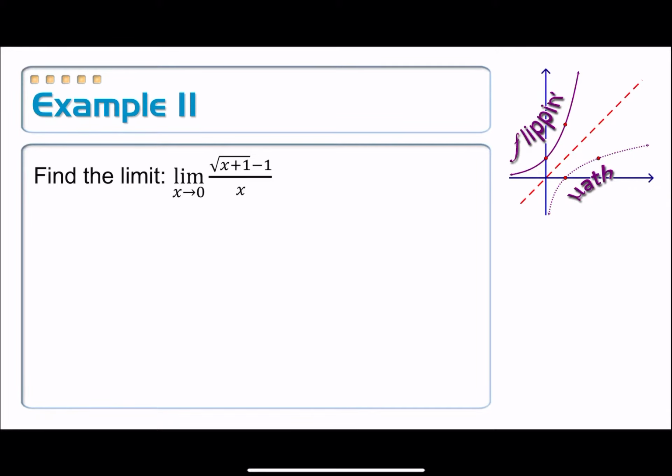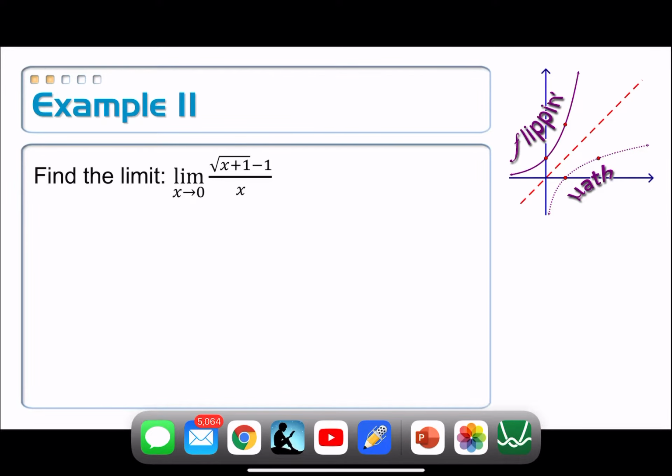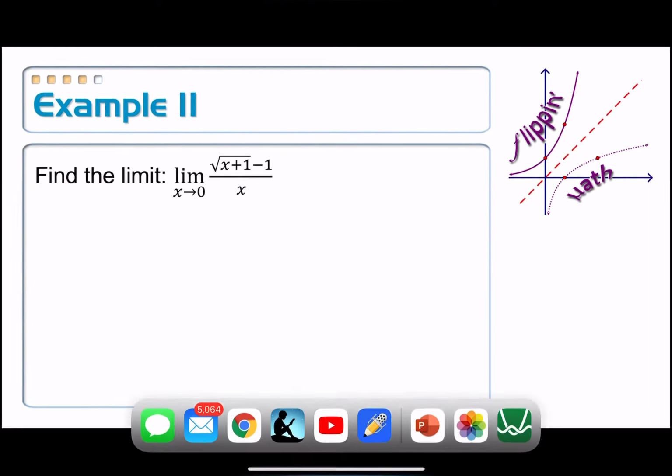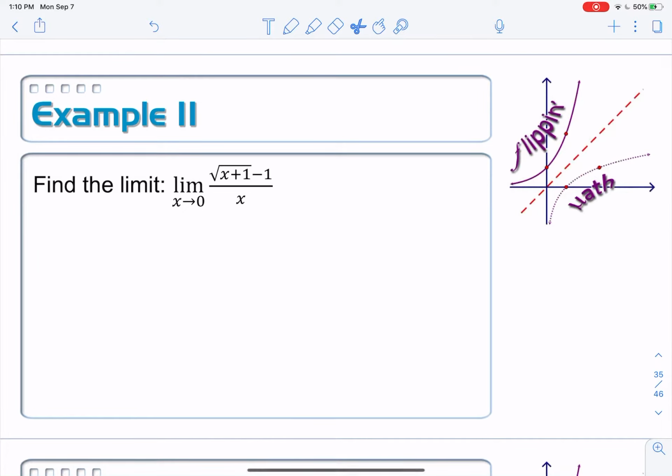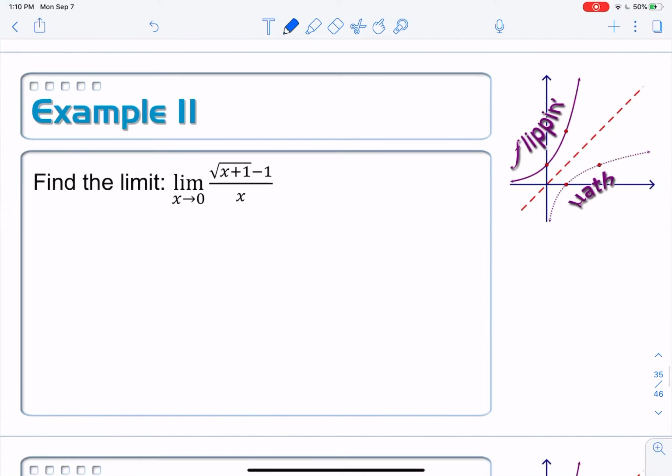Until then, when we're evaluating these limits, what's the first thing that we do? That's right, we directly substitute in our x value. So in this case, it's 0. Let's go ahead and directly substitute in 0 and see what happens, see if we get an indeterminate form or something that is determinate.